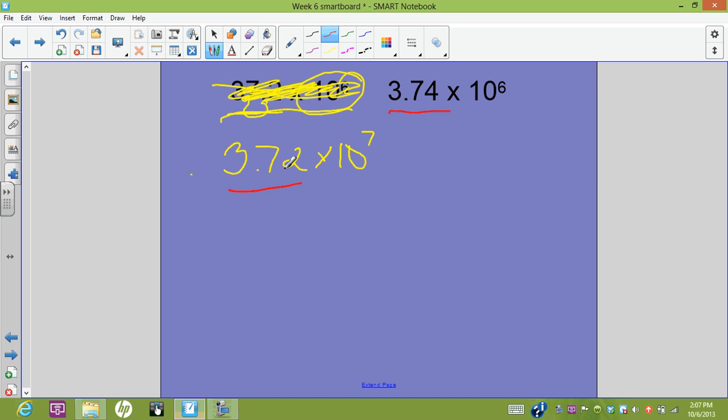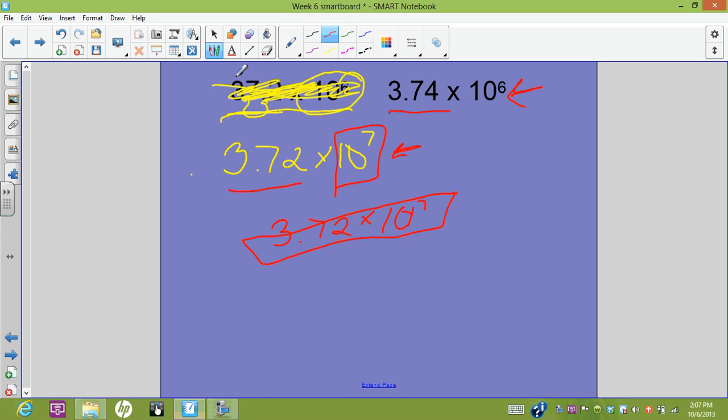So both of these numbers are in correct scientific notation, so we need to look at our power of 10, and in this case 10 to the 7th is a larger power of 10, so the larger number is 3.72 times 10 to the 7th. Sorry, my box is kind of funky there.